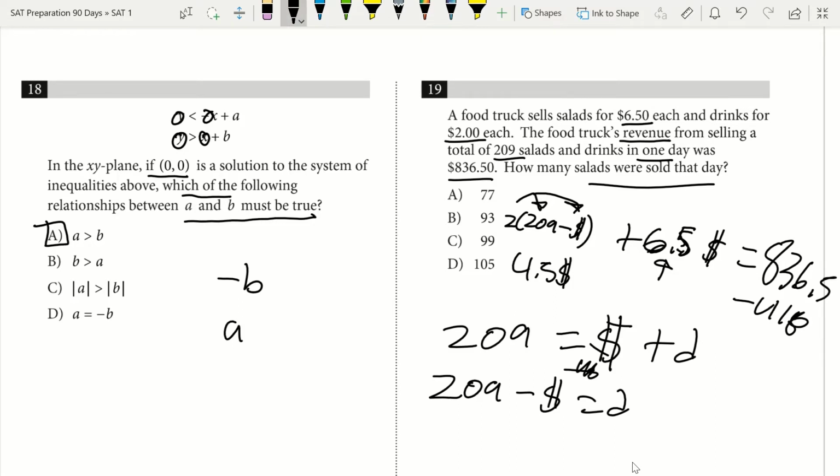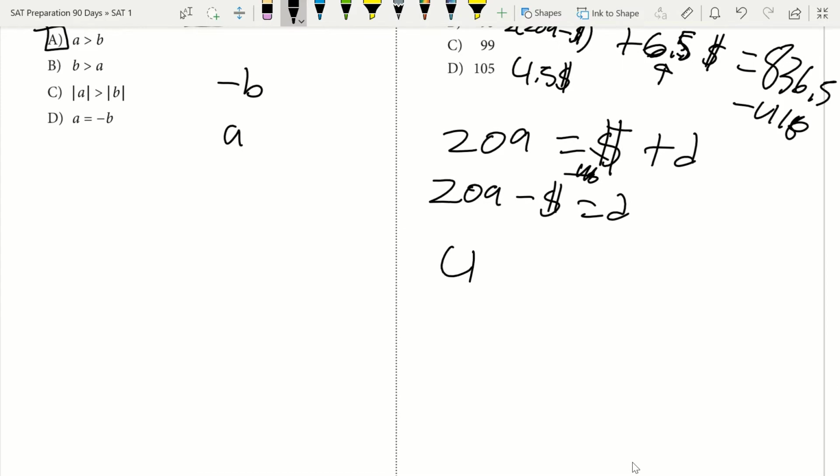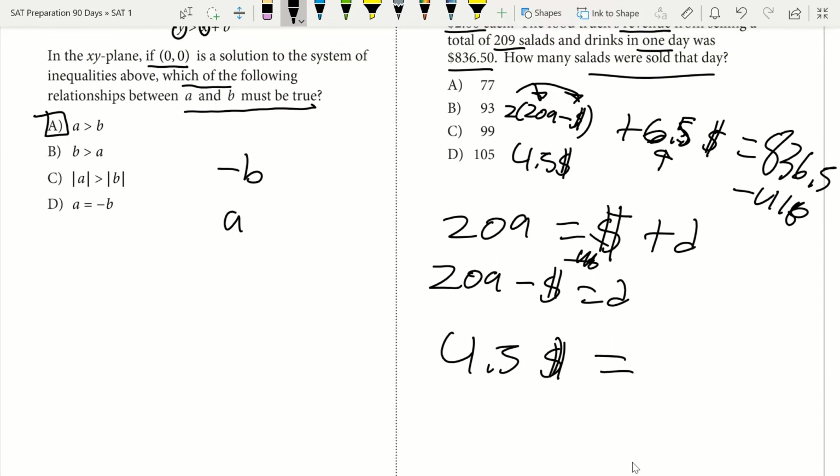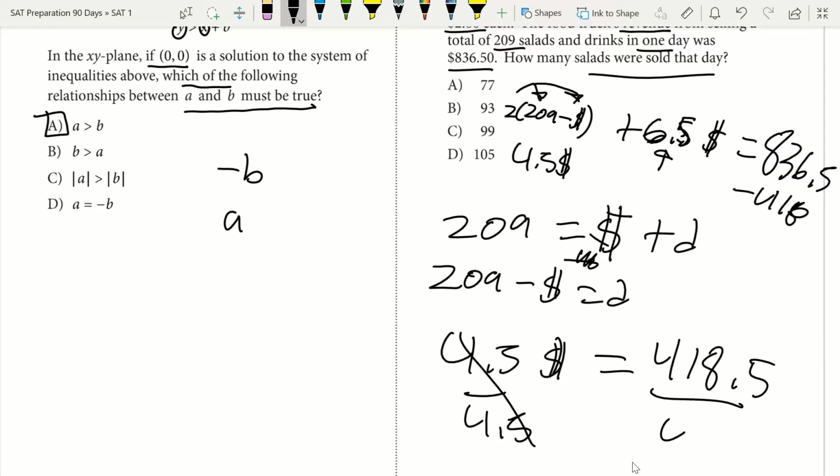Now, I'm going to move down so you can see this better. So now we're going to have 4.5S equal to 836.5 minus 418. I believe that's going to leave me with 418.5. That one I just did without a calculator. Then I'm going to divide each side by 4.5, solving for S.